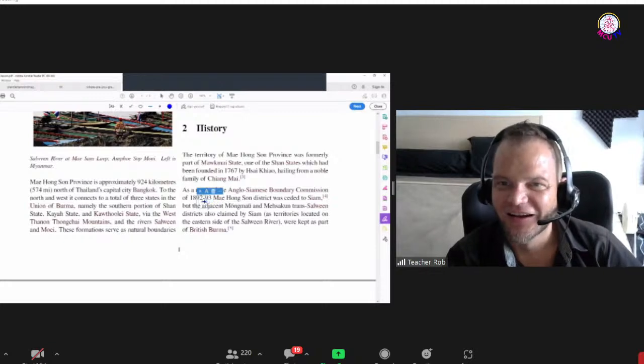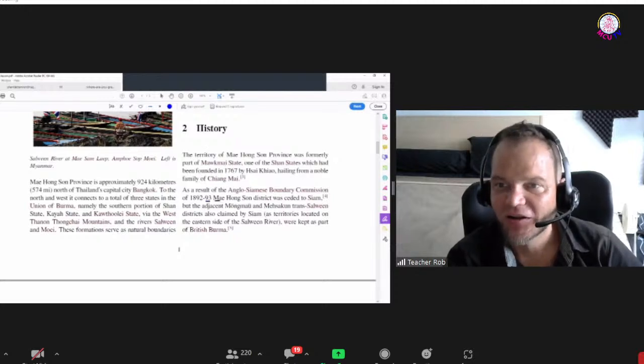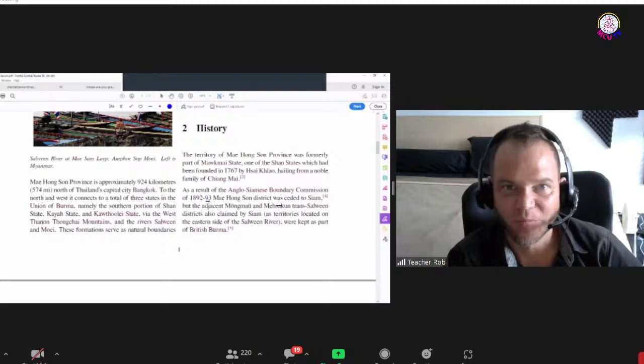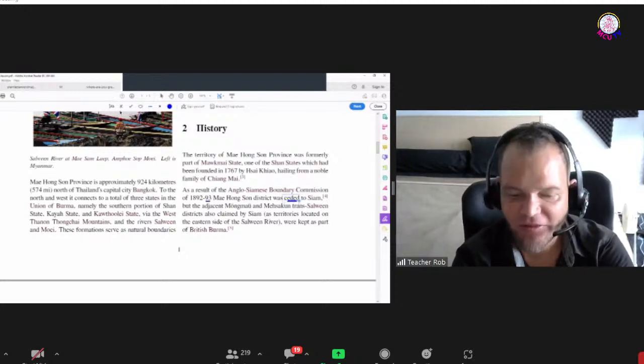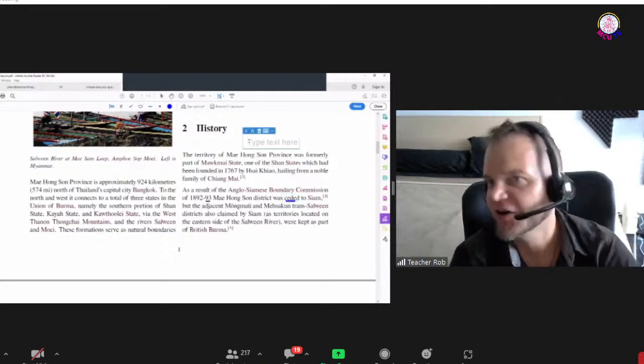So yeah, so the territory was founded in 1767, but about 130 years later is when that commission, this word ceded, which means given to. So I don't know if you guys know this, but cede, right? If you say that, what that means is give to another country.